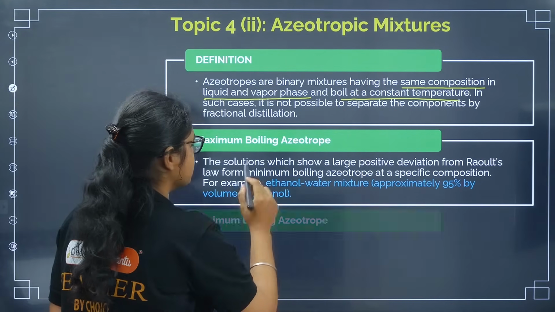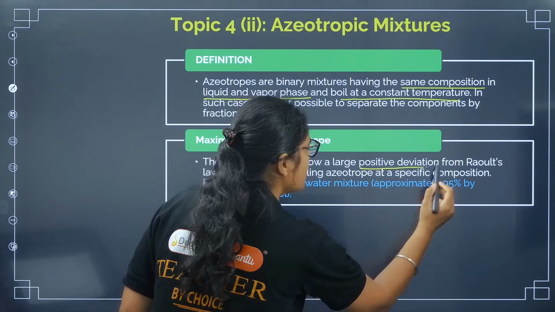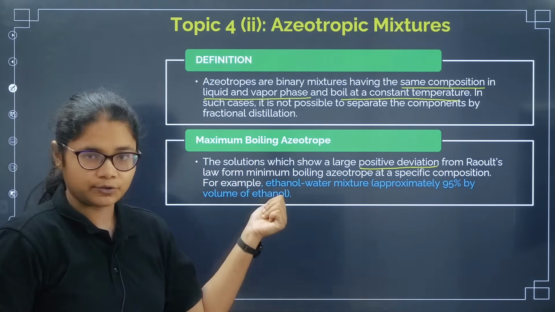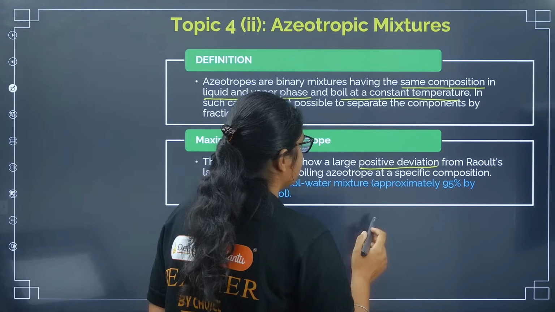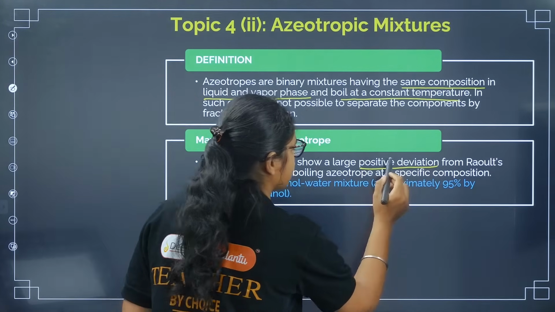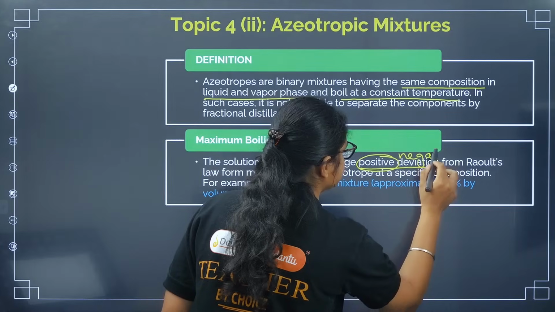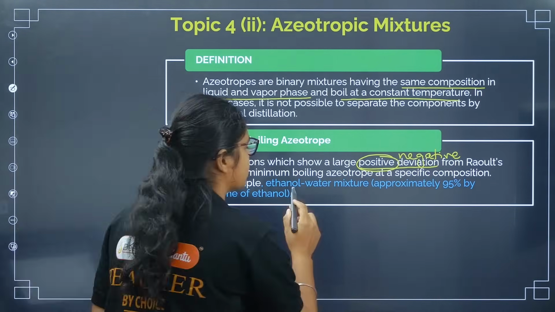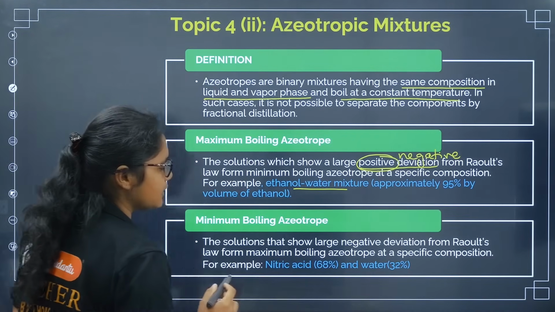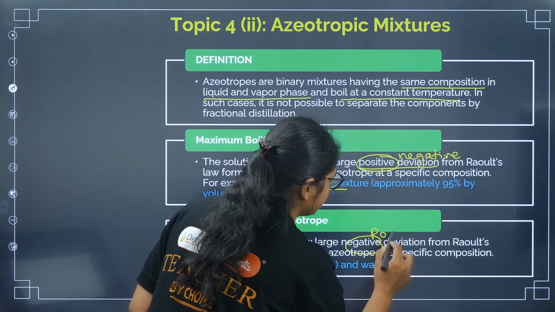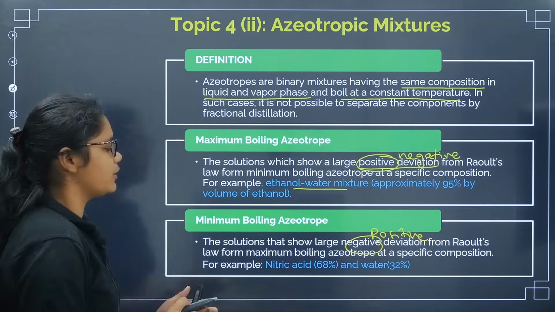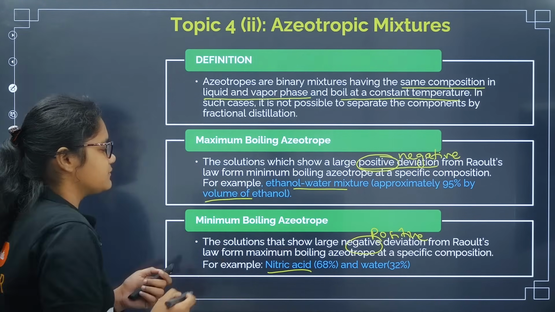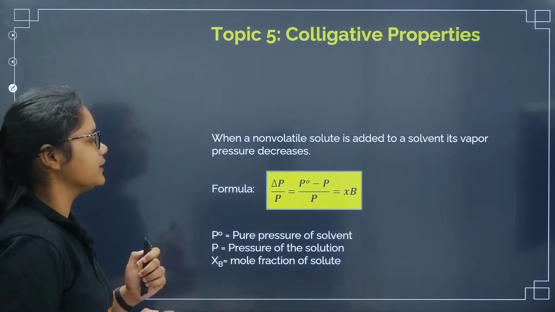So maximum boiling azeotrope, what is there? They show positive deviation. So those who are having positive deviation, they will have maximum boiling azeotrope. One second, sorry, this is wrong. When there is negative deviation, then there will be maximum boiling azeotrope. You can see the examples here. And for minimum boiling azeotrope, there will be positive deviation. So please change this one. Minimum boiling azeotrope will have positive deviation. Now examples you have to remember. Examples are very important.